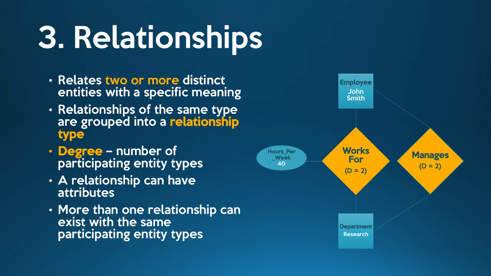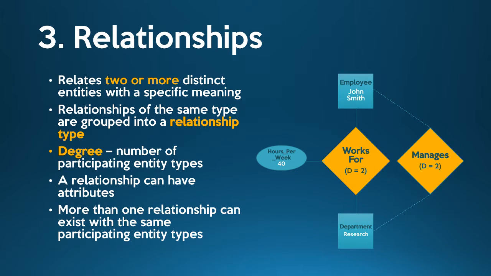Pretty simple. So again, degree is the number of participating entity types. So how many entity types do we have here? We have 2, right? So employee and department. So that's why the degree for works for is 2, and also why the degree for manages is 2. Like I said, a relationship can have its own attributes, like you see the hours per week for works for, and more than one relationship can exist with the same participating entity types.